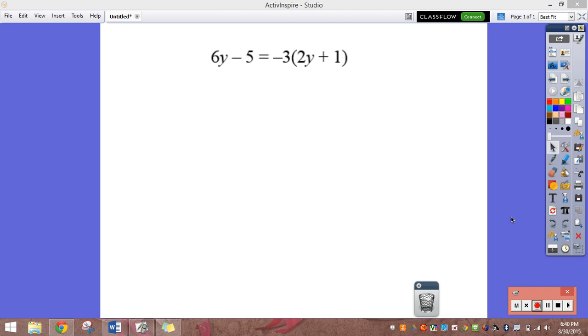Hello, this is Mrs. Taylor, and I'm going to walk you through how to solve a multi-step linear equation. So the equation we have here is 6y minus 5 equals negative 3 all times 2y plus 1.